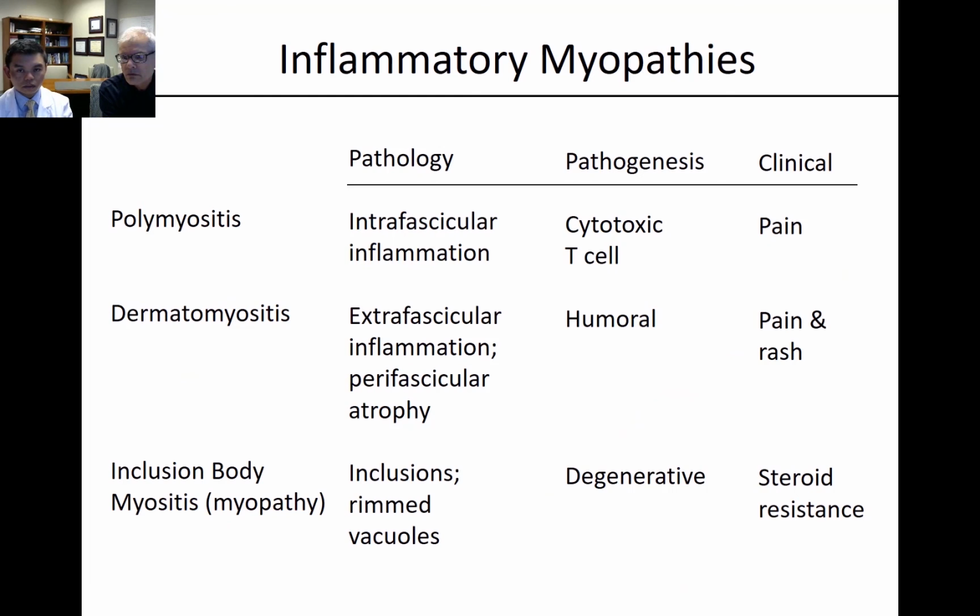All right, so this is just a summary slide of inflammatory myopathies. Remember, we just went over three: polymyositis, dermatomyositis, and inclusion body myositis. We won't bore you by reading this entire table. You guys can do that on your own. But let's move on now to congenital myopathies. Sure. Let's do that.